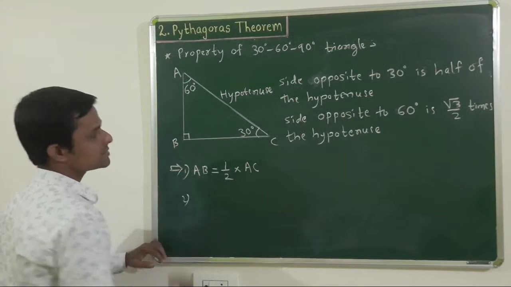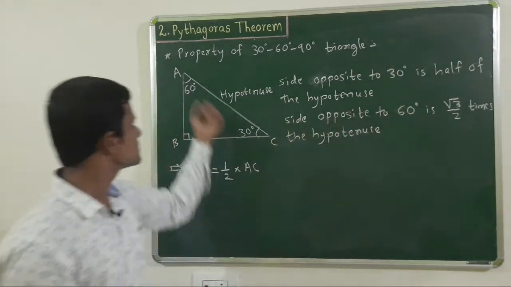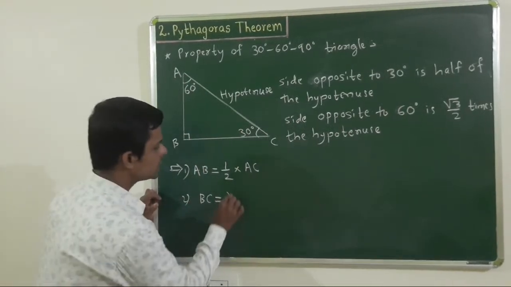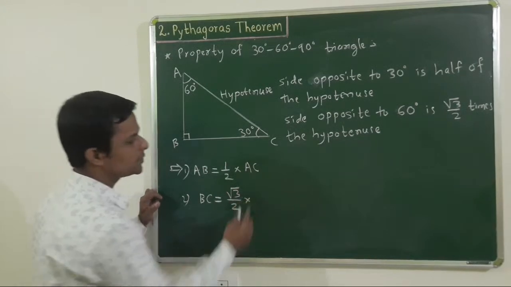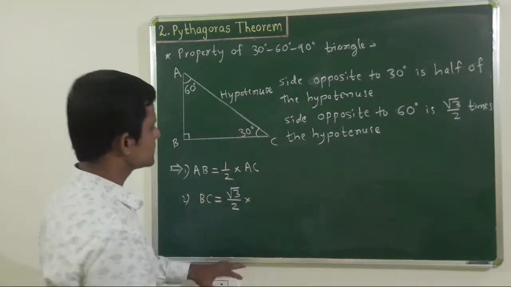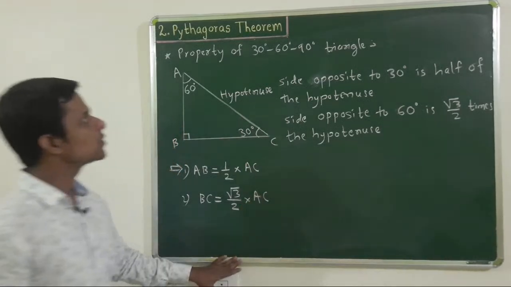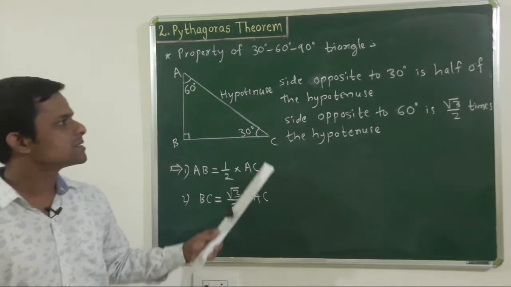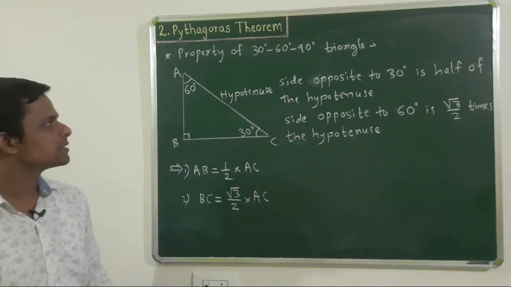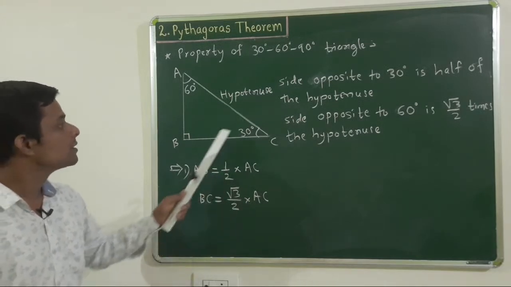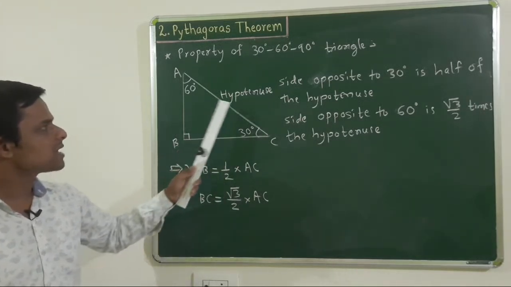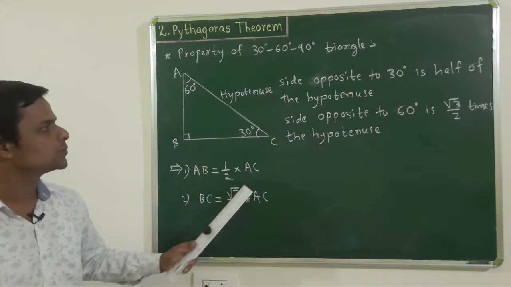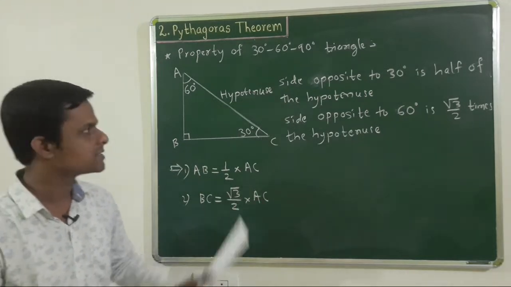The second part tells us that the side opposite to 60 degree, that is BC, is root 3 by 2 times the hypotenuse again, that is AC. This is the meaning of this 30-60-90 degree triangle theorem that we have already learned during the previous year, and you have seen the proof of this theorem also. I'll just revise here again. The side opposite to 30 degree is half of the hypotenuse and the side opposite to 60 degree, that is BC, is root 3 by 2 times AC.